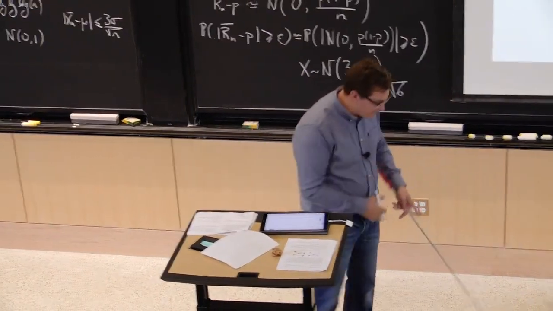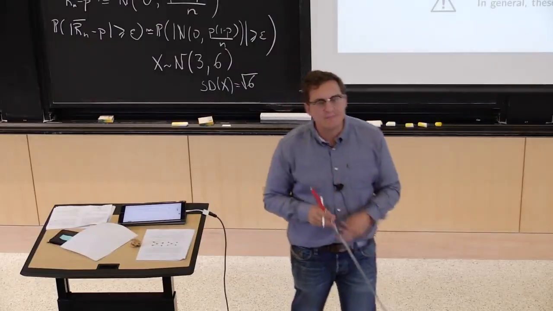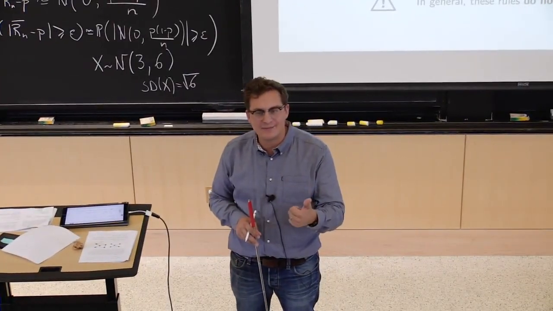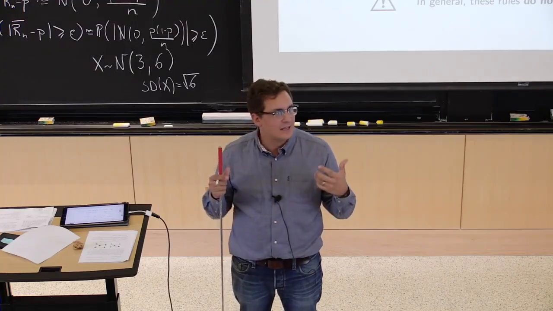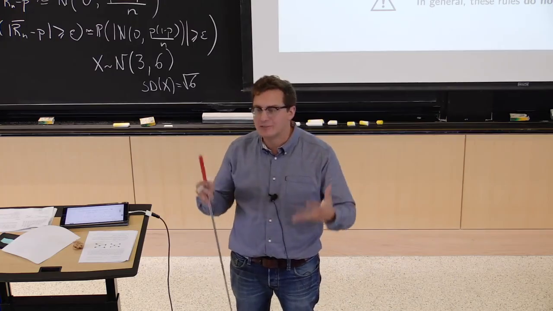Okay, so now I have ways to get limits. From the law of large numbers, I get a limit. I get it almost surely and in probability. And from the central limit theorem, I get another limit. We're going to want to combine those results.